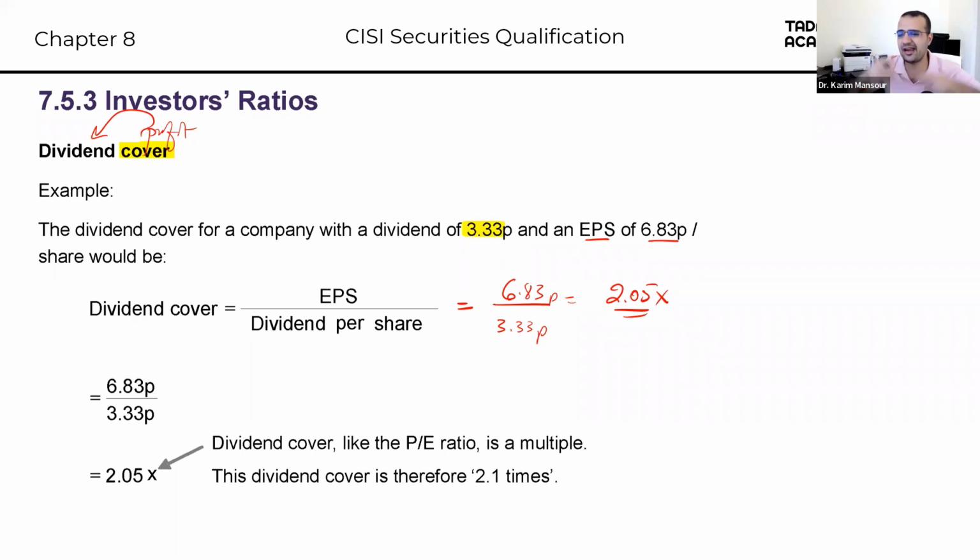So you as an investor can roughly say, okay, at this level of profitability, the company can pay us dividend for 2 years.